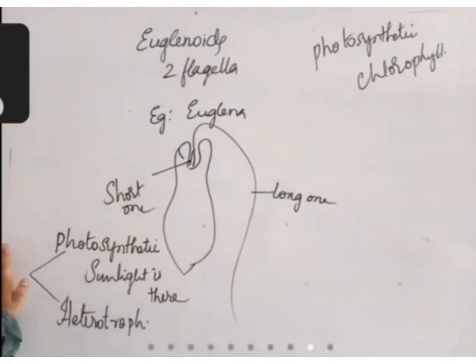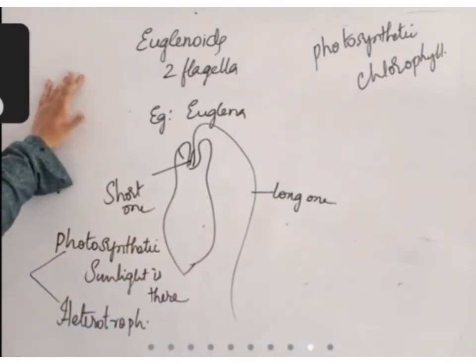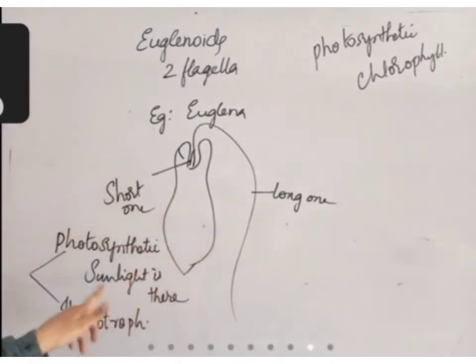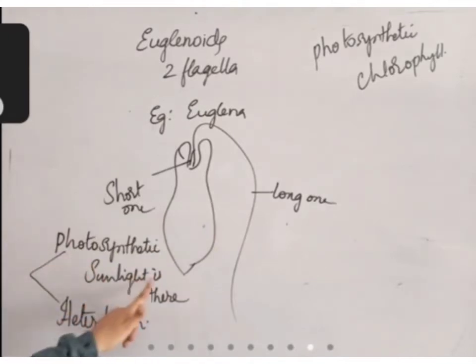What else about Euglena? Euglenoids have two flagella, one short one, one long one. They are photosynthetic. They make their own food in the presence of sunlight. If there is no sunlight, they turn into heterotrophic organisms. And they have chlorophyll that is very much similar to plant chlorophyll.